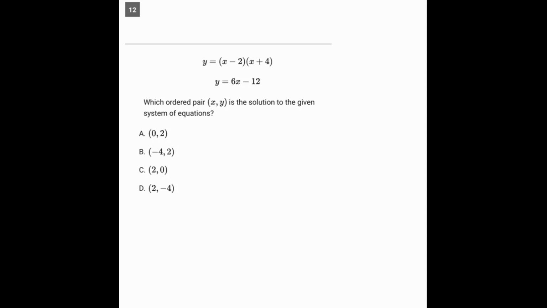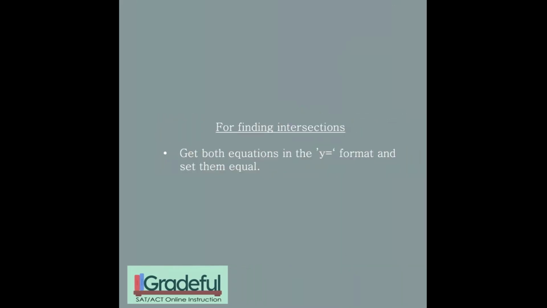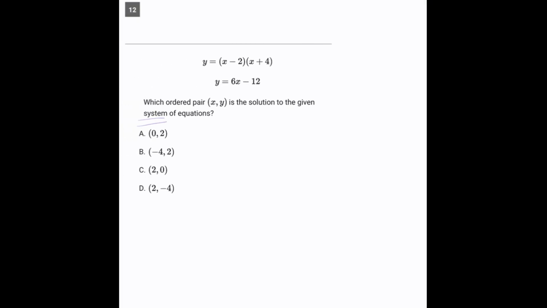Now going over to question 12. Here, we're hearing that this is a system of equations. We don't really need to be told it's a system. When you have more than one equation and we're being asked about the answer in any way, that's a system of equations. In other words, we're looking for the intersection of these two functions. And for an intersection, you want to get both equations in the y equals format and set them equal. So that would look something like this. (x - 2)(x + 4) = 6x - 12. Then we can start solving.